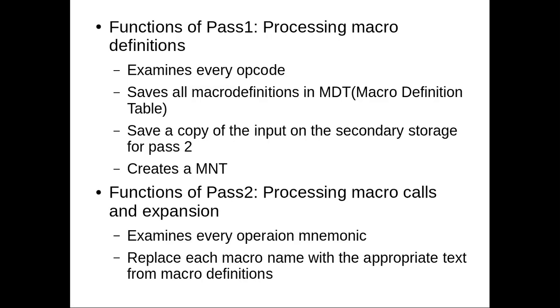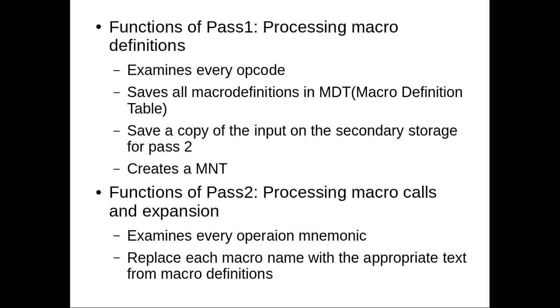Then we will be using one more database, that is the macro name table. It contains only the names of the macros used in the program. So these are the functions of pass 1. It scans each line of the program for opcodes, and if it sees any macro definition, it stores it into the macro definition table. The remaining source program, except the macro definitions, has to be stored in the secondary storage for use by pass 2. Then whatever macro names we have used in the program have to be stored into the macro name table.